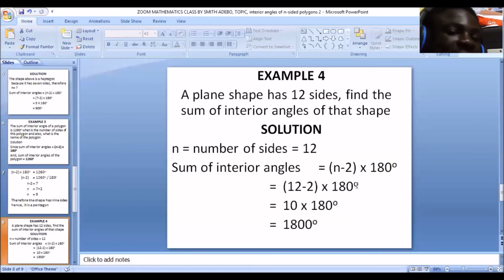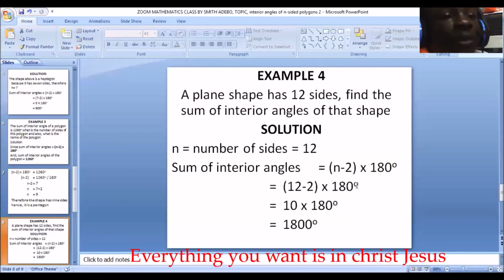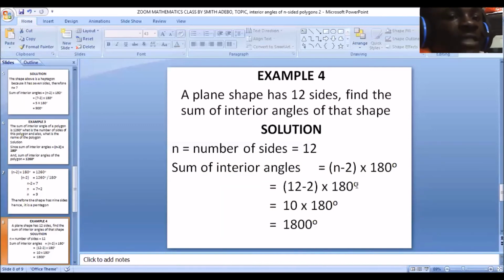12 minus 2 is 10 times 180 degrees. Now 10 multiplied by 180 degrees will give you 1800 degrees. Now 1800 degrees is the answer. A plane shape with 12 sides has 1800 degrees as the sum of interior angles. Meaning any plane shape that has 12 sides, if you sum up all the angles in it, it will give you 1800 degrees.